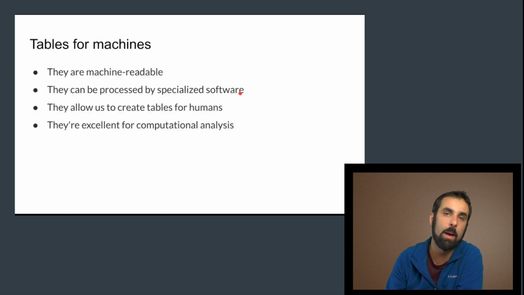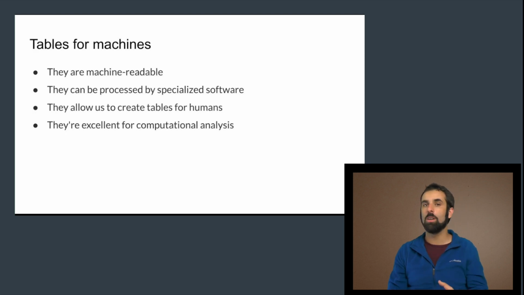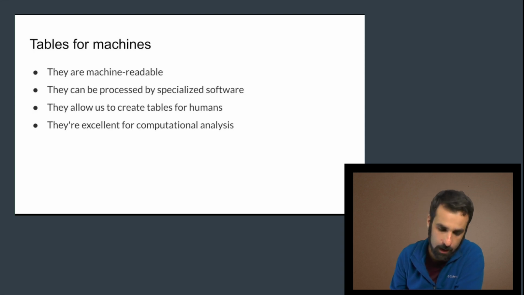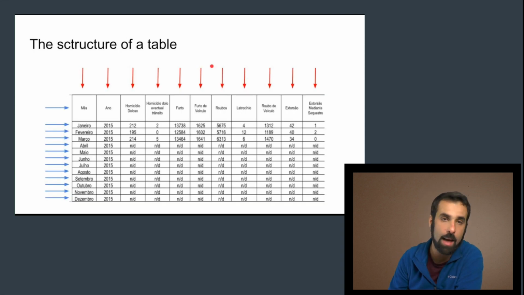These are tables that are meant for machines, right? They are machine readable. They can be processed by specialized software, and they allow us to create tables for humans, like we mentioned before. And they're excellent for computational analysis. Let me talk about the differences between these two types of tables that coexist in the world. Here we have the structured table that I showed about safety data in Brazil. And this might sound very basic, but this is super important when we're searching for data sets and when we're cleaning and analyzing them.